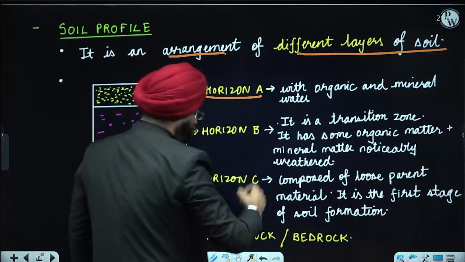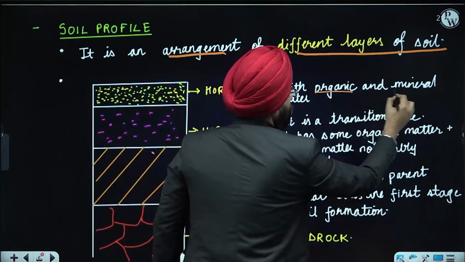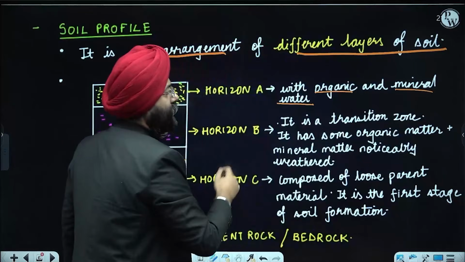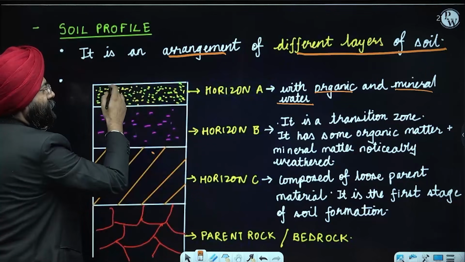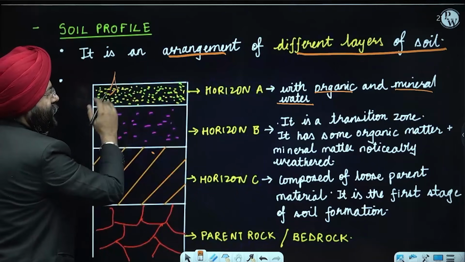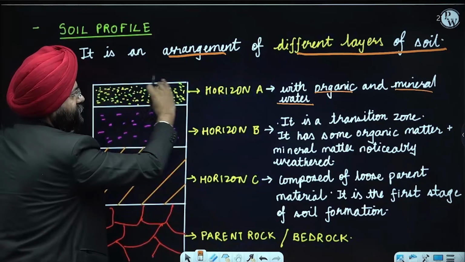Now, what is it composed of? It is basically composed of organic and mineral matter. Now, you will realize the plants, which you can basically touch, the plants growing over here, right? They might have their roots spread over various parts, right? So this is the top part, that is horizon A.